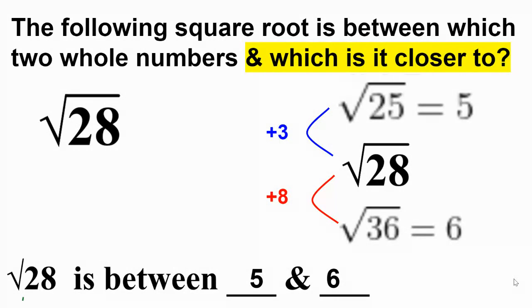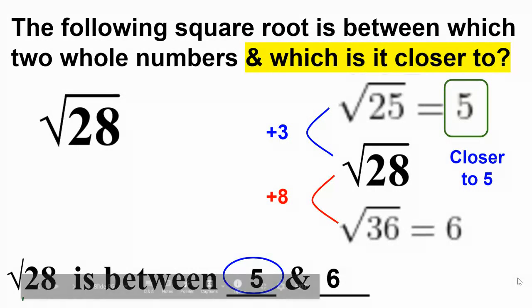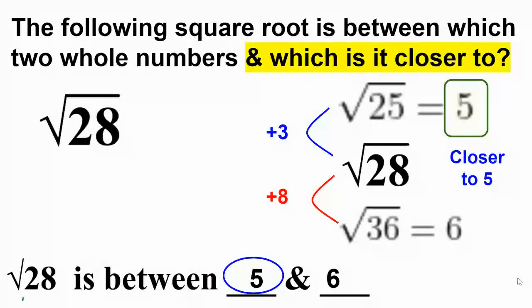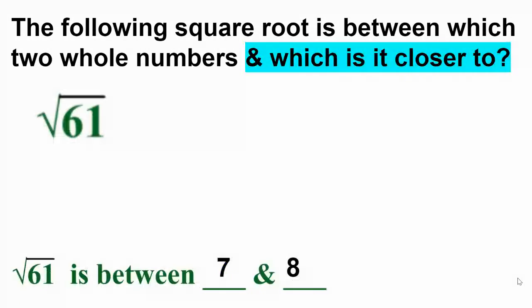Remember, it's closer to the number with that smaller distance away. So you can see that shorter distance is closer to 5. That's it, because 28 is closer to 25, the square root of 28 is closer to 5. And that's all we do. We say right there that the square root of 28 is between 5 and 6. But what I want you to do now is just go back and circle that it's closer to 5. It has to be closer to 5 because 28 is closer to 25. That's the only reason.